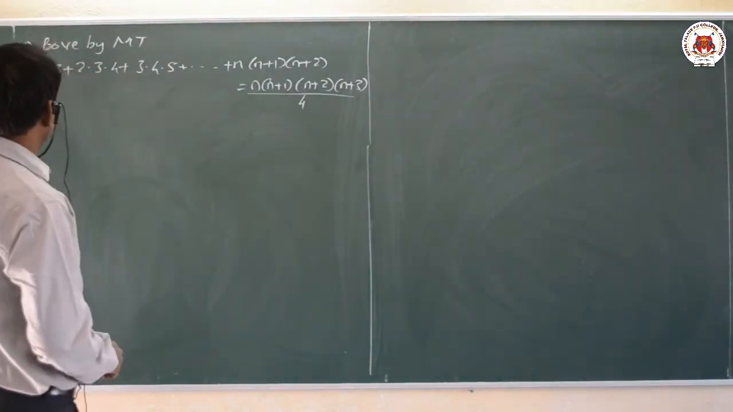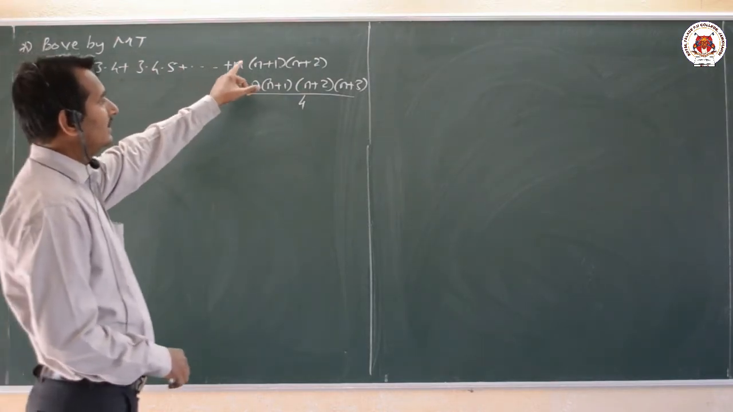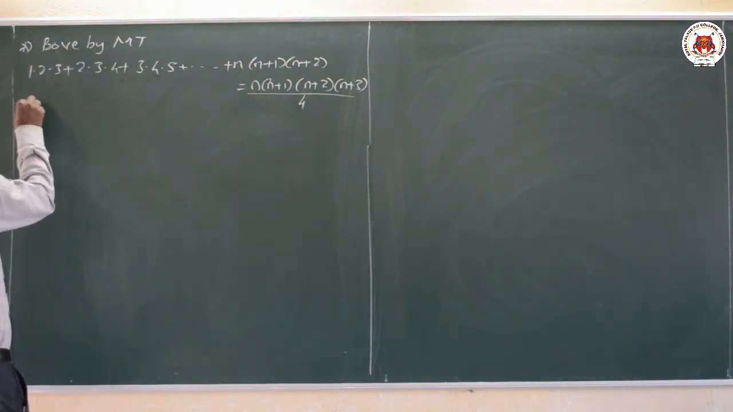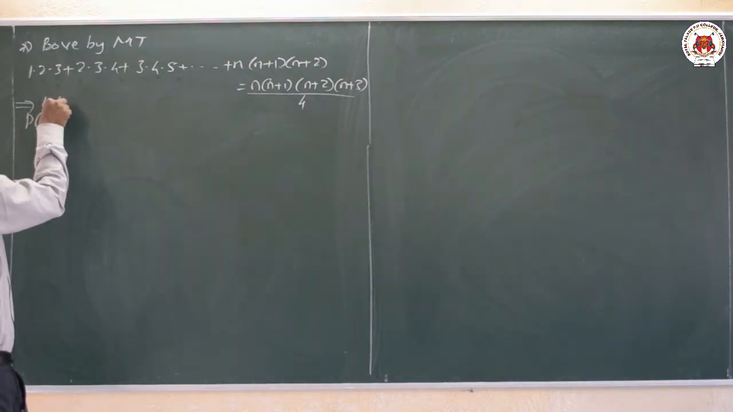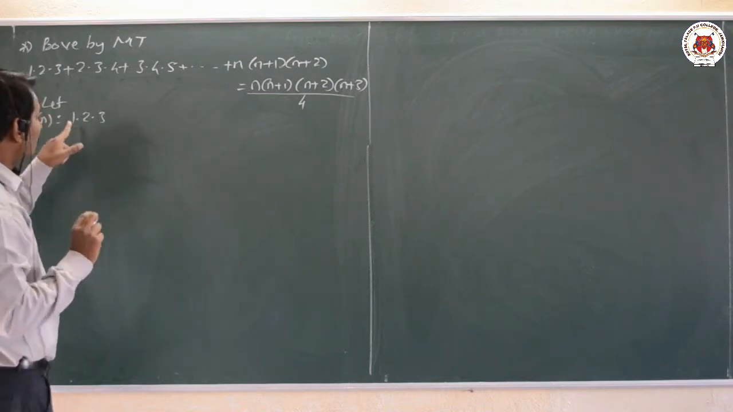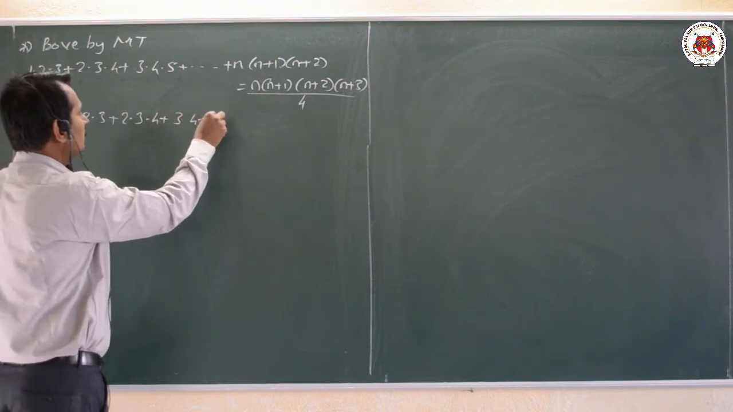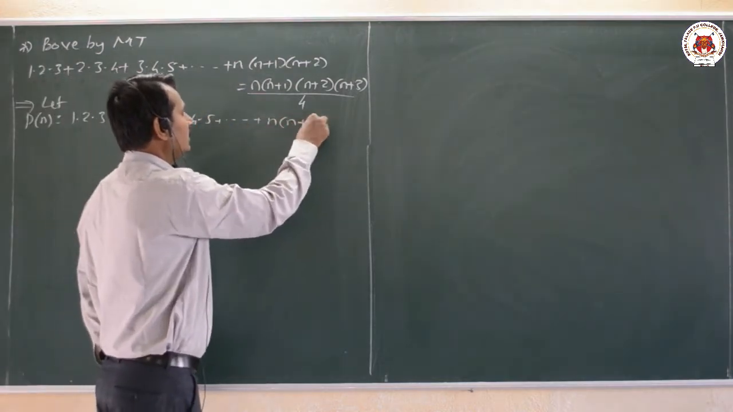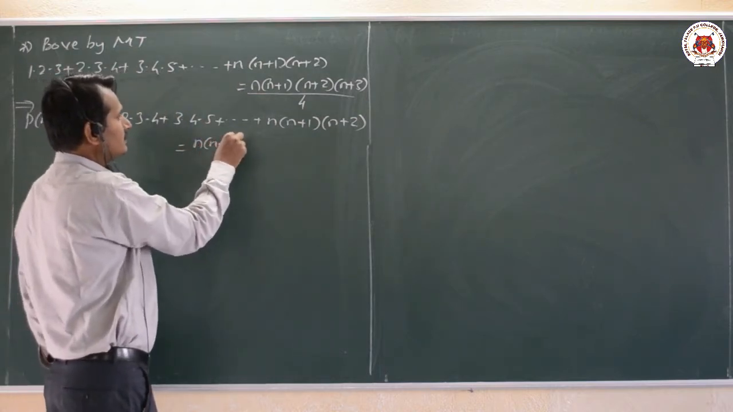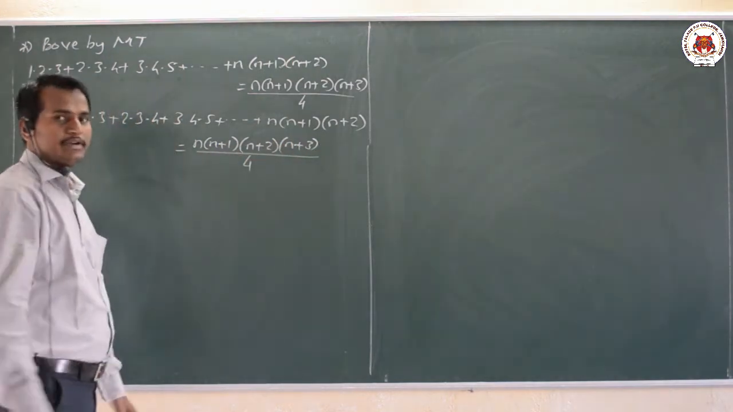The next problem is also very simple. It is 1·2·3 + 2·3·4 + 3·4·5, so on until n(n+1)(n+2), equal to this whole thing. Now how do we require to solve it? The problem is very simple. Let P(n) be the whole statement: 1·2·3, here it is not a point, remember it is multiplication, then plus 2·3·4, plus 3·4·5, and so on till n(n+1)(n+2), which is equal to n(n+1)(n+2)(n+3) whole divided by 4.